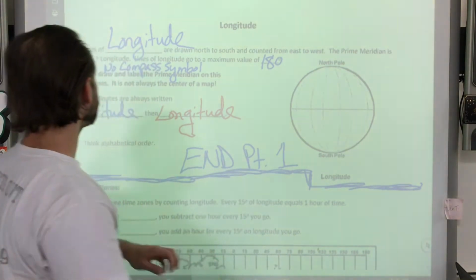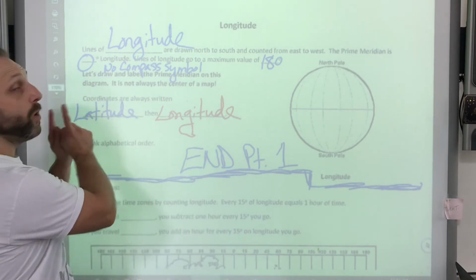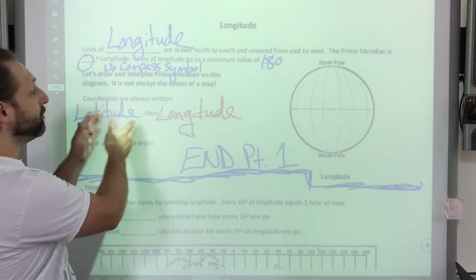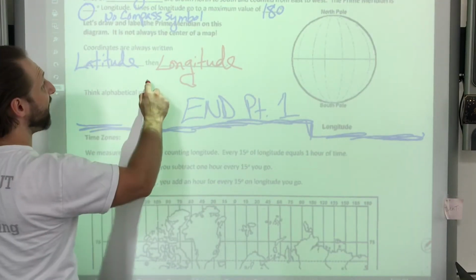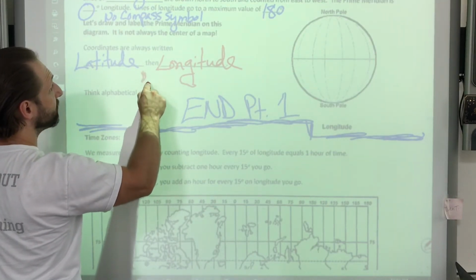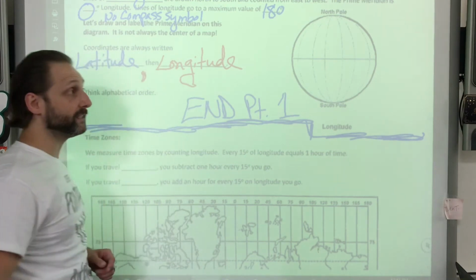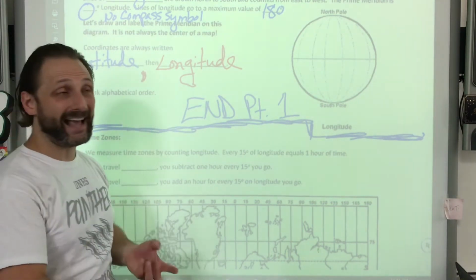Make sure also that you always write in latitude, then longitude when you're giving me the coordinates. And you always put a comma in between when you write out your coordinates with the degree symbol and the compass unit.